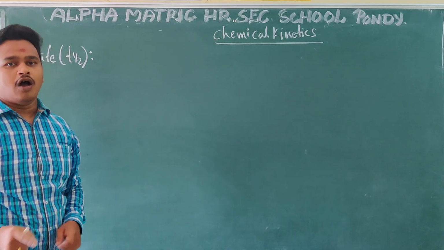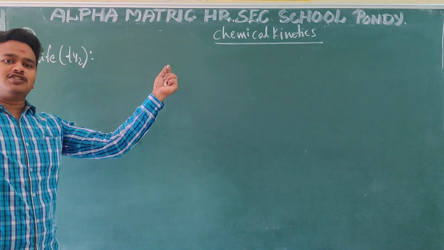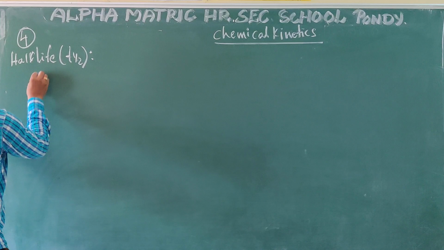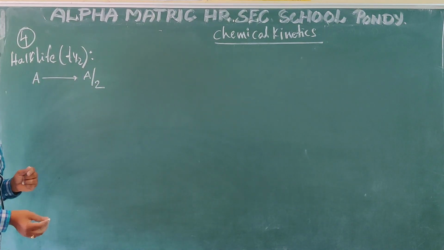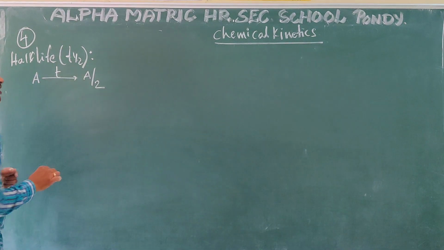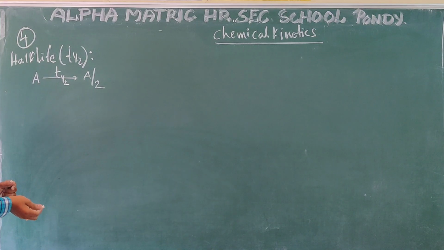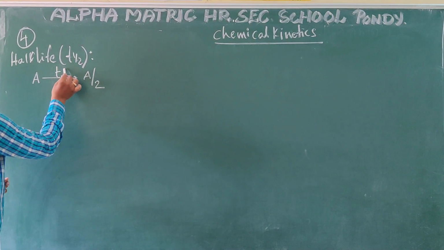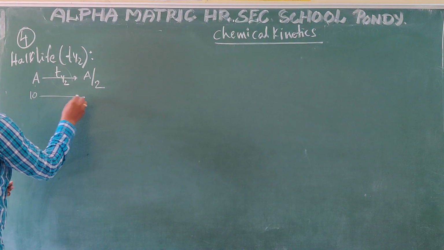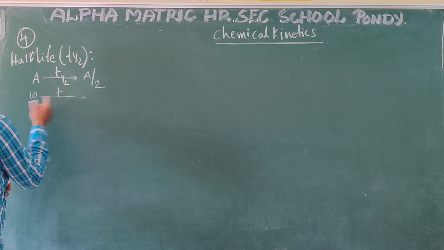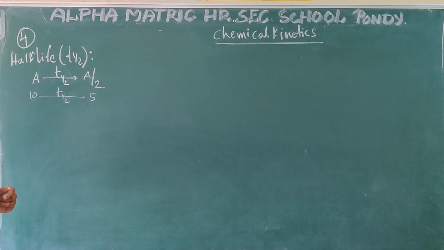The next concept is half-life. What is half-life? It is the time required to reduce the initial concentration to its half. Initially some amount A is there. Now, for example, it is reduced to A by 2. What is the time? Some time it will take. That time only we are going to term as T half. This is called half-life: the time required to reduce the initial concentration to its half.